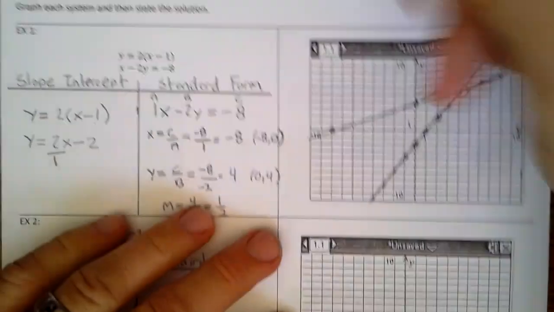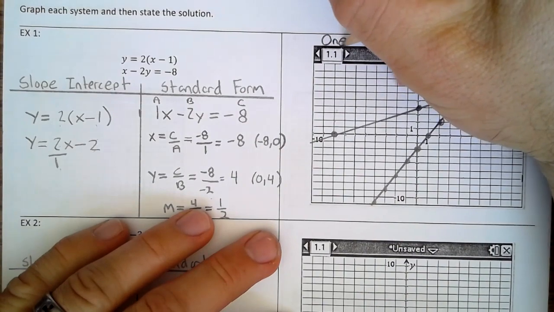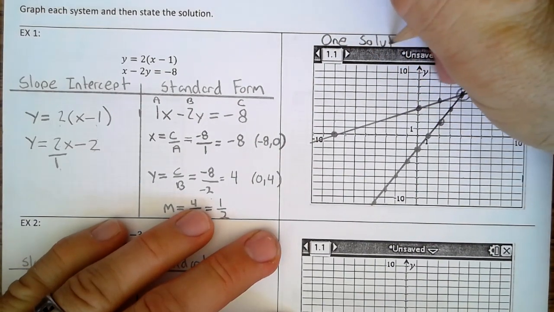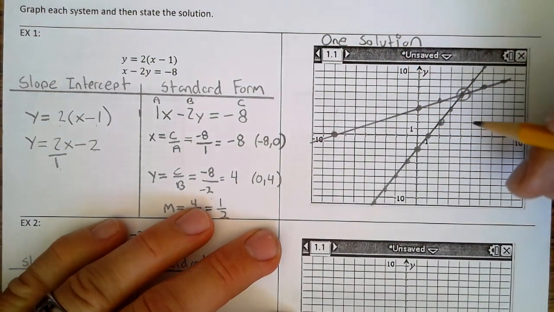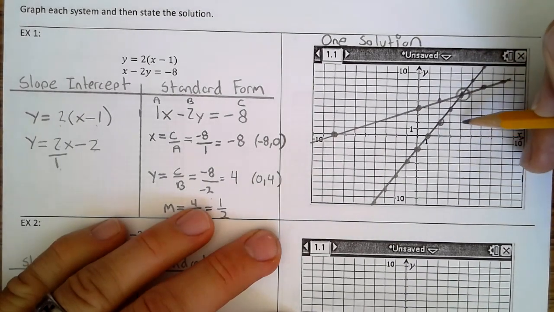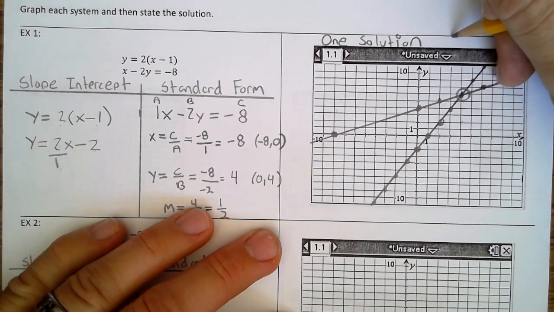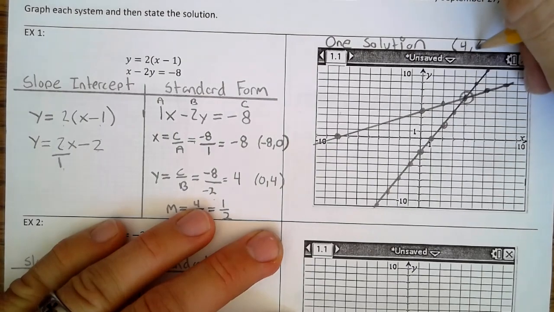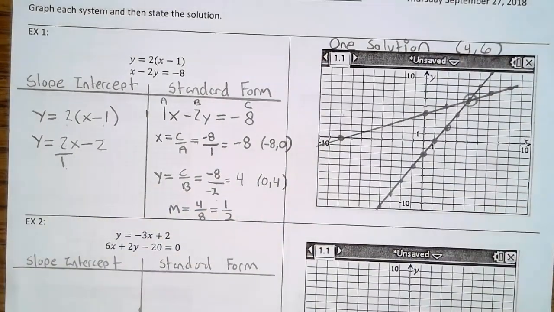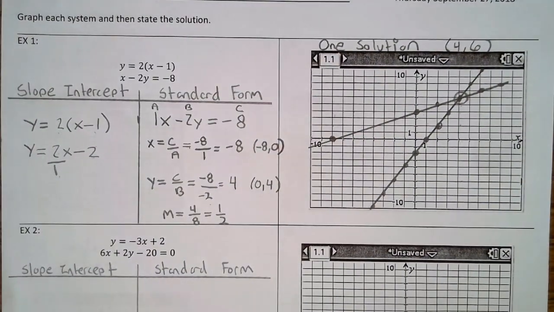Okay, so we have one solution, and that point is 4, 6. All right, so that finishes up example 1.